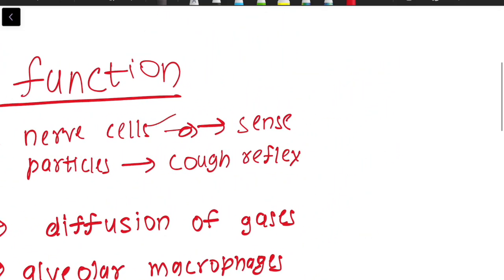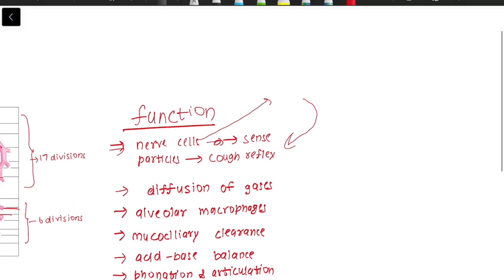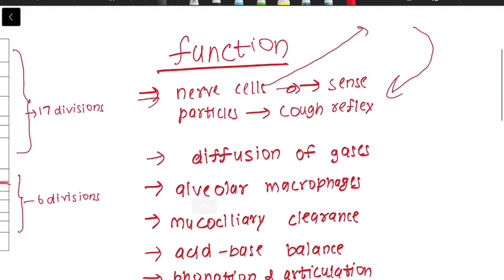What happens is that these nerve cells send impulses to the cough center, which is present in our medulla, and this medulla then sends signals to our respiratory muscles or the larynx muscle, which produces extreme pressure. I will talk about the cough reflex in more detail in later videos, but basically understand that this cough expels all the dust particles along with the mucus, so that our airways remain clean and clear. And also the diffusion of gases, I already talked about.